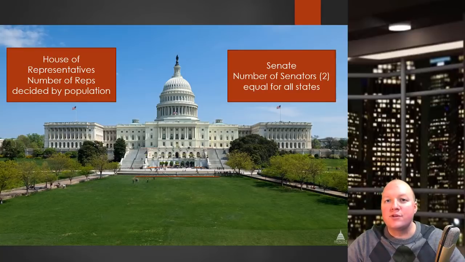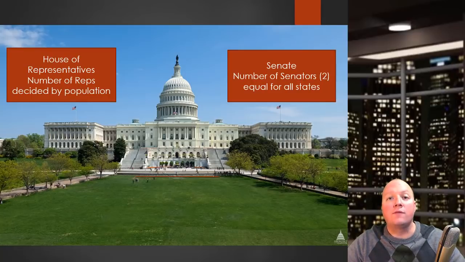There, the number of representatives is decided by population. The more people who live in your state, the more representatives in the House of Representatives you get. On the right-hand side of the Capitol is the U.S. Senate. There, no matter how large or small your state is in population, you get the same number of senators, 2.